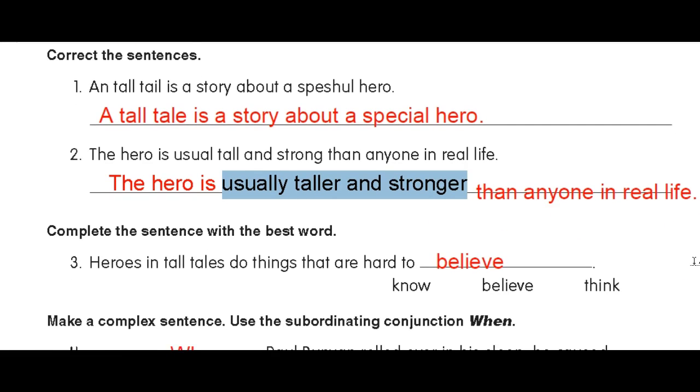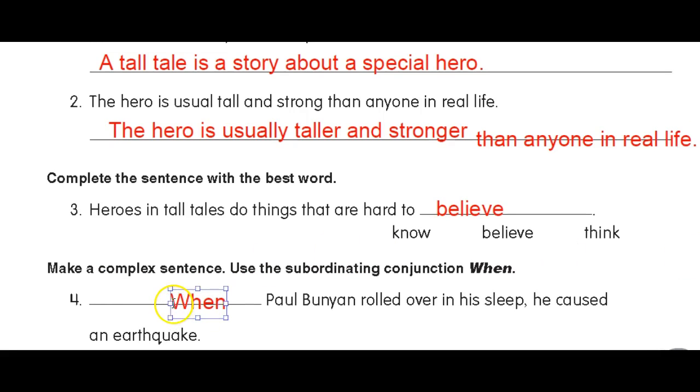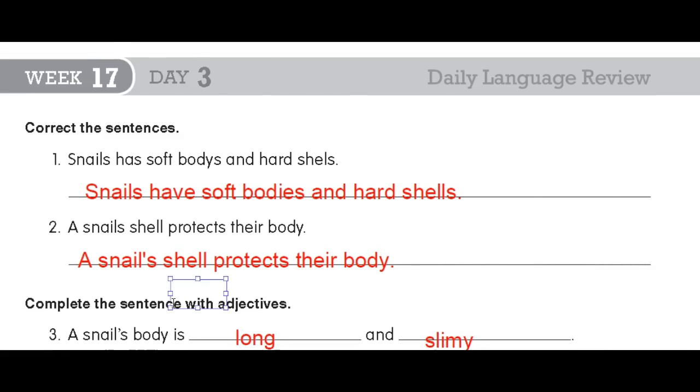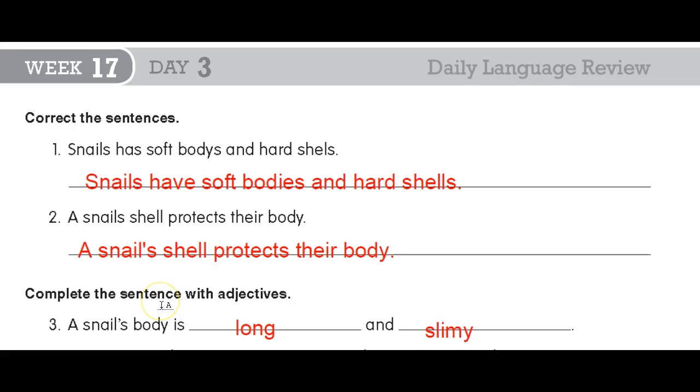Heroes in tall tales do things that are hard to believe. And it says to write the word "when." When Paul Bunyan rolled over in his sleep, he caused an earthquake. That's an example of something that happens in a tall tale. Those of you who were with us last year should remember all the tall tales we read about Paul Bunyan and Pecos Bill, but they did superhuman things.